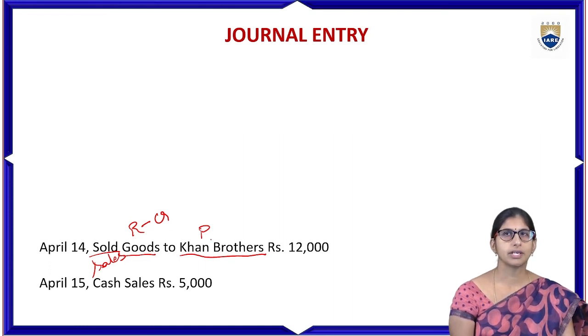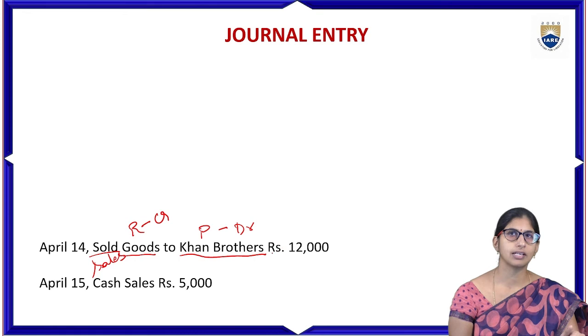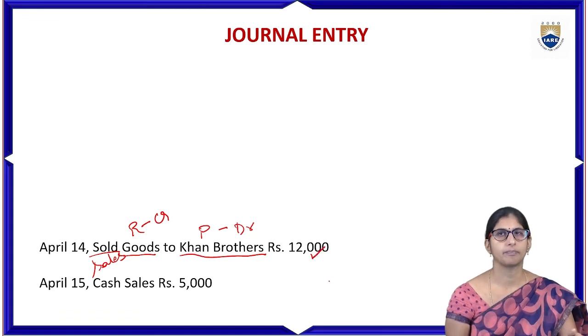And coming to personal account, Khan Brothers is a personal account. As per the personal account rule, debit the receiver, credit the giver. Is Khan Brothers the receiver or giver of those goods? Khan Brothers is the receiver of those goods. So debit the receiver, we have to debit Khan Brothers. So the entry in the journal book will be Khan Brothers account debit to sales account. Rupees 12,000 in the debit column and 12,000 in the credit column.